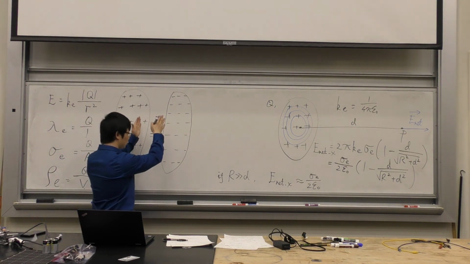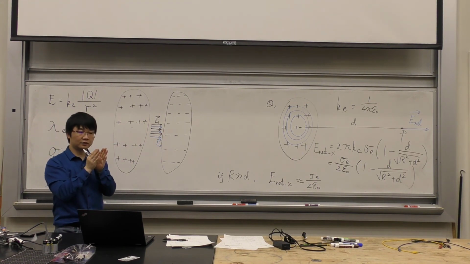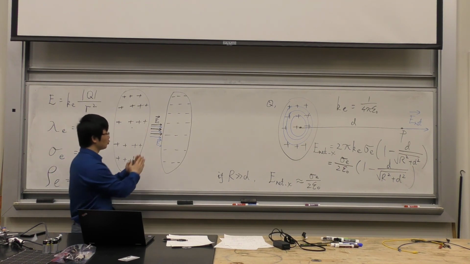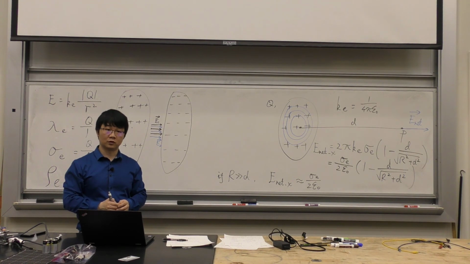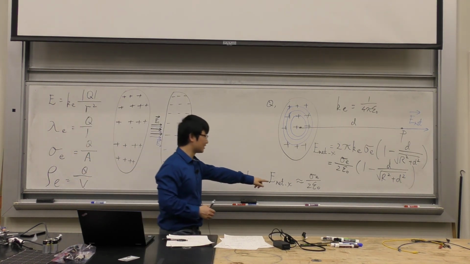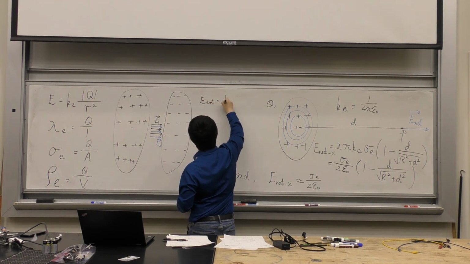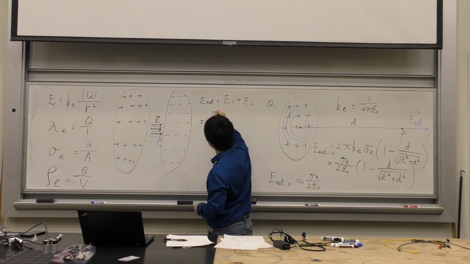So if I put these two disks or these two plates together, and I'm only interested in the electric field between them, they are very close, so the distance between them is much smaller than their own size. If I'm only interested in the electric field between these two plates, the electric field is going to be very uniform, in the same direction, always with the same magnitude. What is going to be the electric field between them? Well, that's going to be E1 plus E2. So E1 is going to be sigma E over 2 epsilon naught.